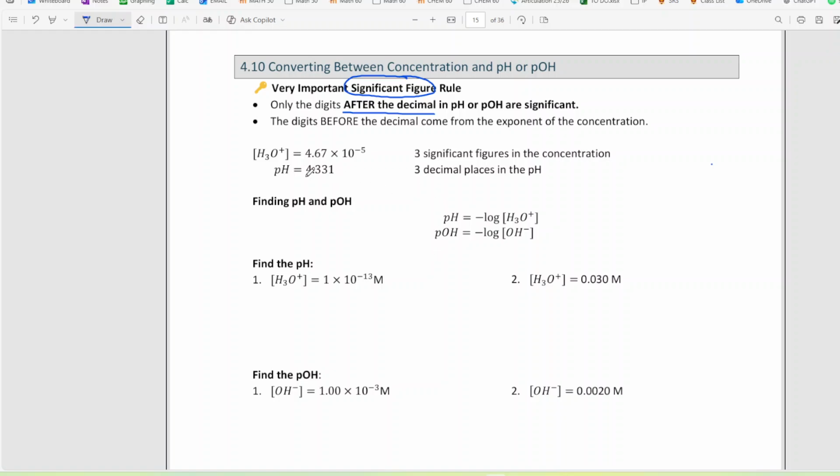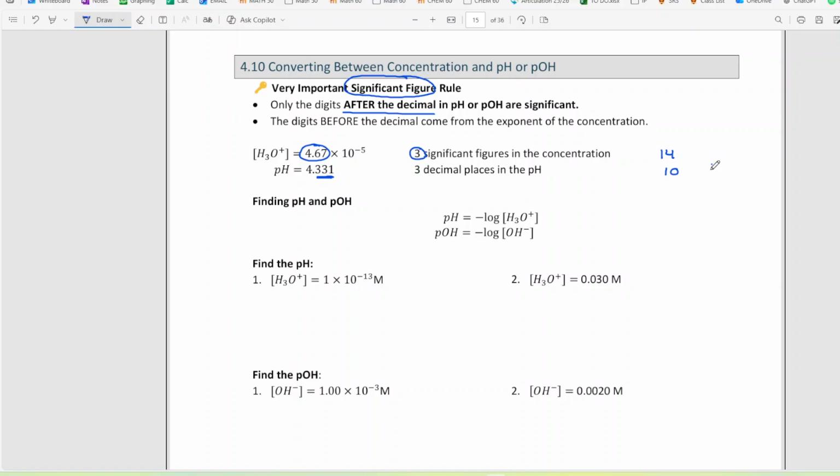So for example, if you have a pH of 4.331, this is considered 3 significant figures. So your hydronium ion or your hydrogen ion concentration would be written with 3 sig figs, which in scientific notation is normal. Now, the easiest way to explain this is if I had a pH of 14, and I was supposed to only write this with 1 sig fig, that would be a pH of 10.